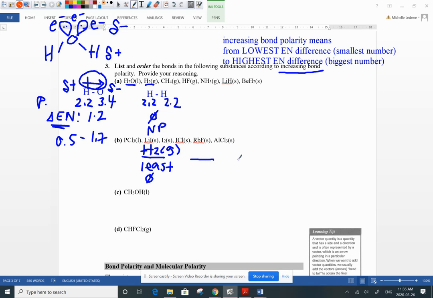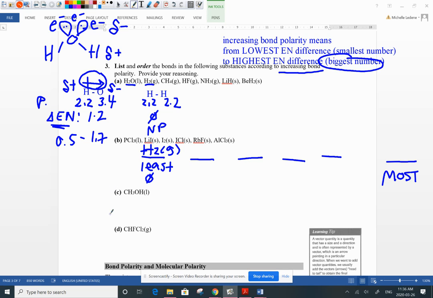And then who would be the next most, and the next most, and so forth, all the way up to which one has the biggest number, the biggest difference in electronegativity. Okay, and so that's how you're going to do A, B, C, and D.